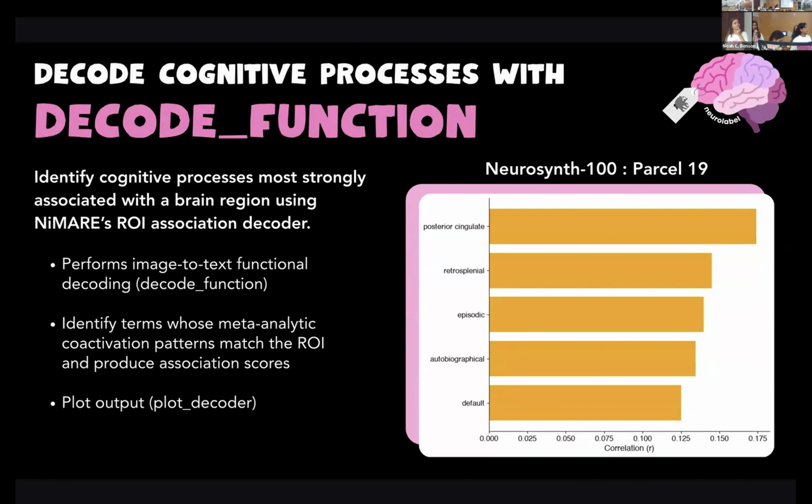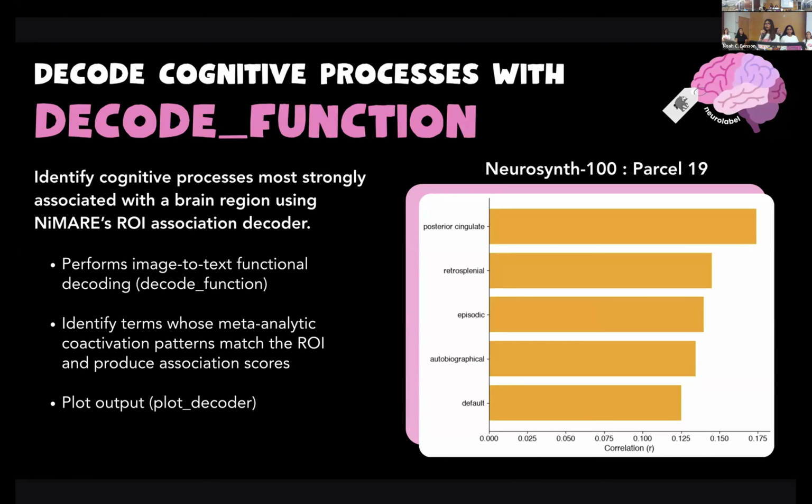All right, and this is my personal favorite part of the package, which allows you to decode cognitive processes most strongly associated with an ROI. This can be a parcel within a parcellation, or a set of voxels that you found that were significant in an analysis. Essentially, the decode function wraps around NiMARE's ROI association decoder and performs image to text functional decoding. That is, it identifies terms whose meta-analytic co-activation patterns are most strongly associated with the ROI that you just gave it.